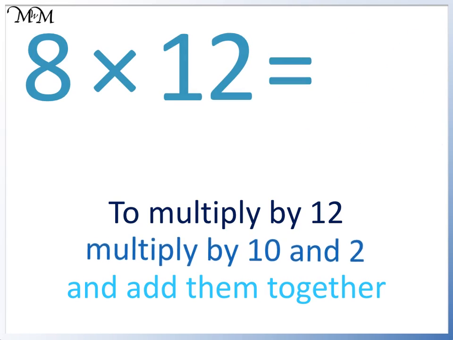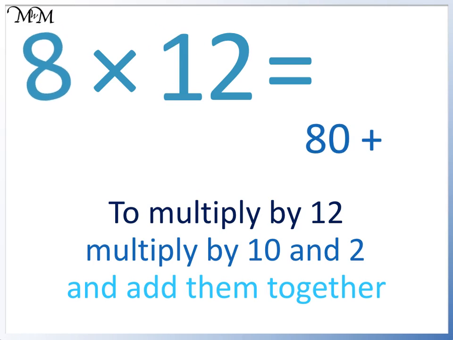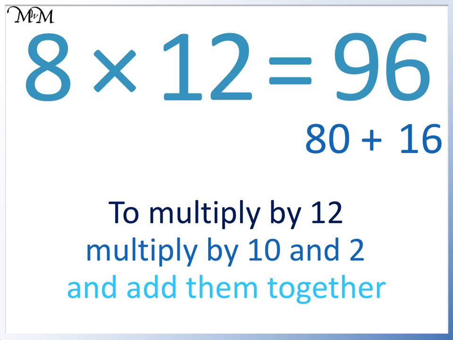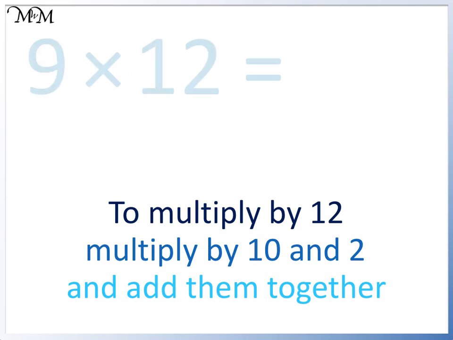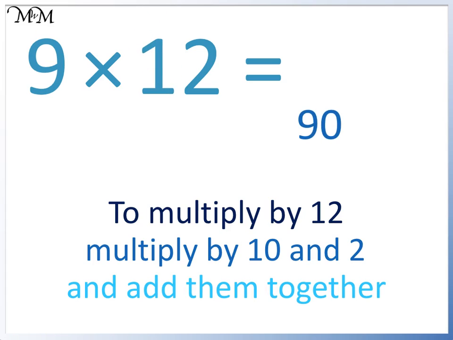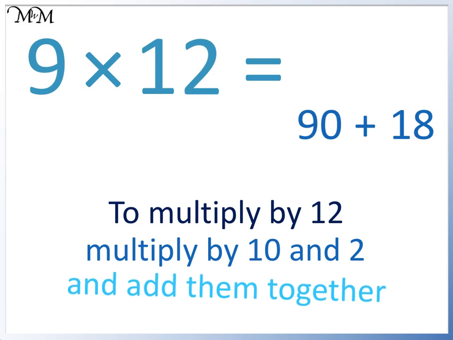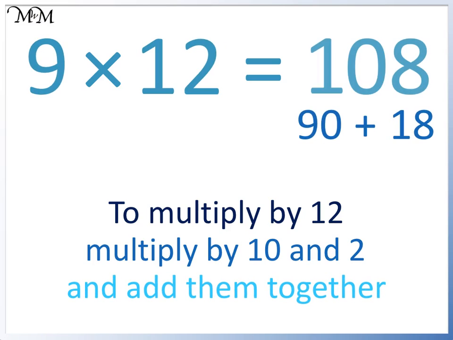In 8 times 12, 8 times 10 equals 80, and 8 times 2 equals 16. We add 80 and 16 to get 96. 8 times 12 equals 96. In 9 times 12, 9 times 10 equals 90, and 9 times 2 equals 18. We add 90 and 18 to get 108. 9 times 12 equals 108.